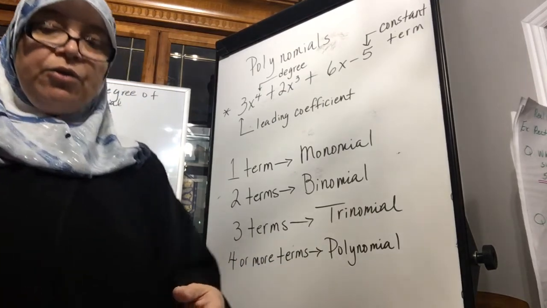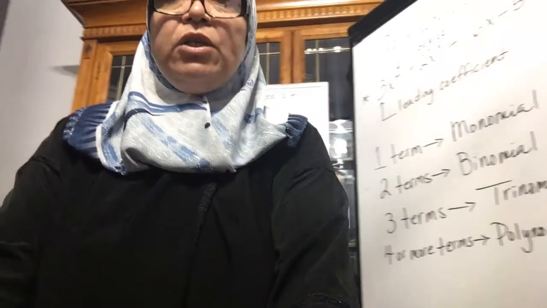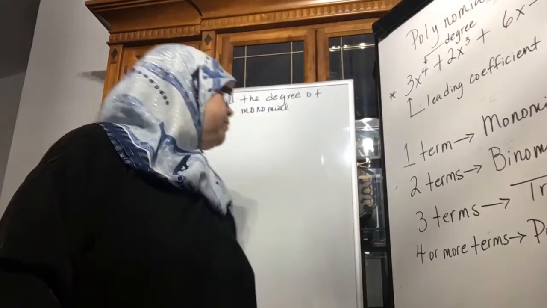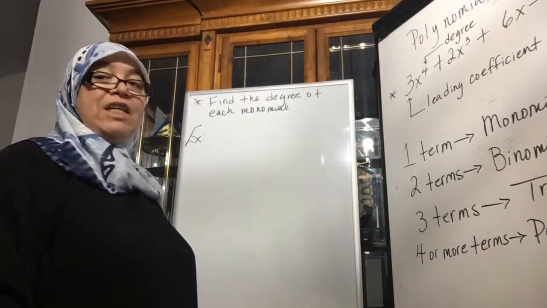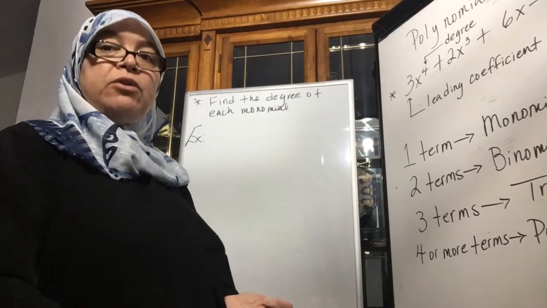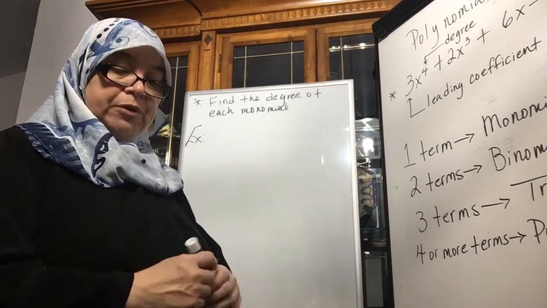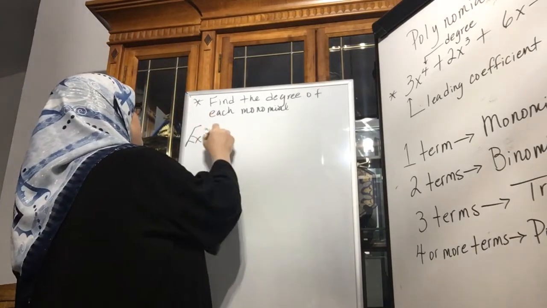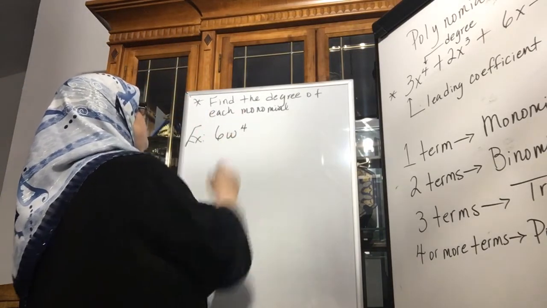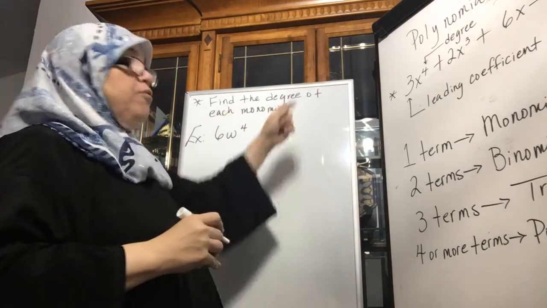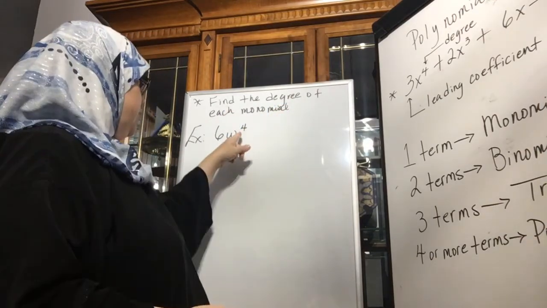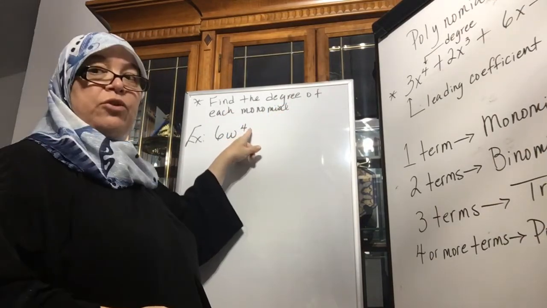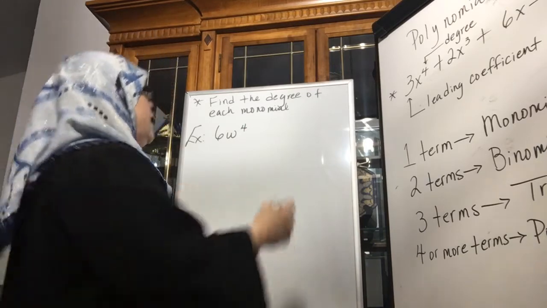So the first thing you're going to do is find the degree of each monomial. So you're already being told that all of them are going to be monomials, okay? So let's say, for example, we have 6w to the fourth. They're asking you to find the degree. So go to the exponent. It is raised to the fourth. So this would be a 4th degree.